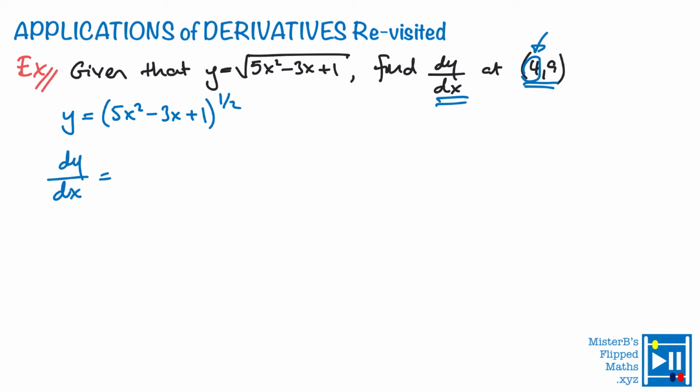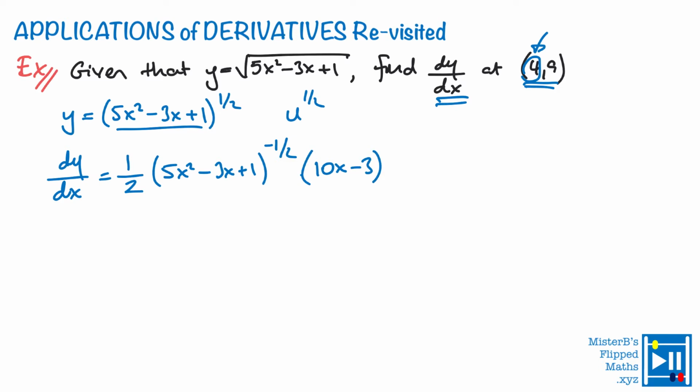This is basically chain rule. I'm going to treat this as u to the power of 1 over 2. So this means I'm going to write 1 over 2 times whatever is inside the brackets, and I'm going to take away 1 from the power. And then I'm going to take the derivative of what is inside the bracket. So it's going to be 10x minus 3. So that's the derivative.